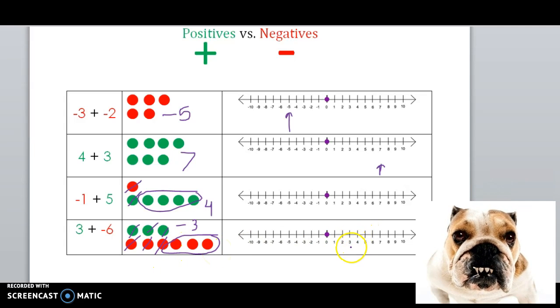If I were to look at my number line, I'm going to start at positive 3 and add negative 6. Because I'm adding a negative, I'm going to go in the negative direction. 1, 2, 3, 4, 5, 6. So again, positive 3 plus negative 6 will leave me with negative 3.